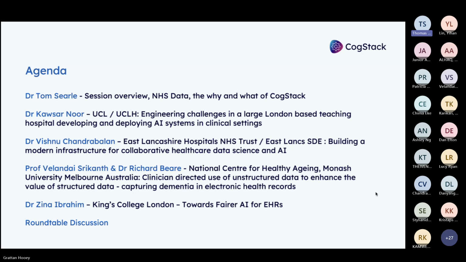Srikanth and Richard Bear will be presenting from Monash, so it's quite late for them, but they'll be presenting outputs of using CogStack technology to impact dementia research and how EHRs can be used to improve patient outcomes, in particular for improving healthy aging. Zena, who I've just seen from KCL, will be finally closing us out, building fairer artificial intelligence systems for electronic health record analysis.